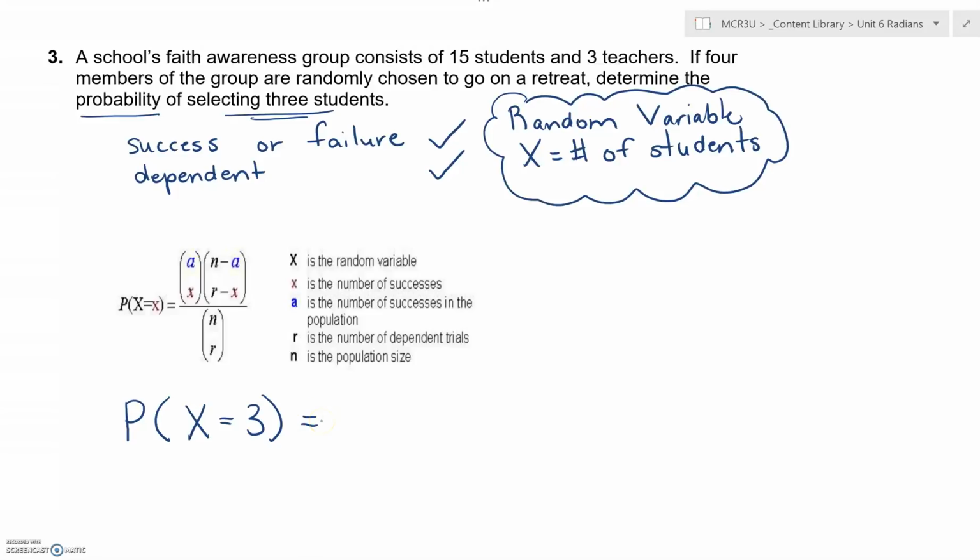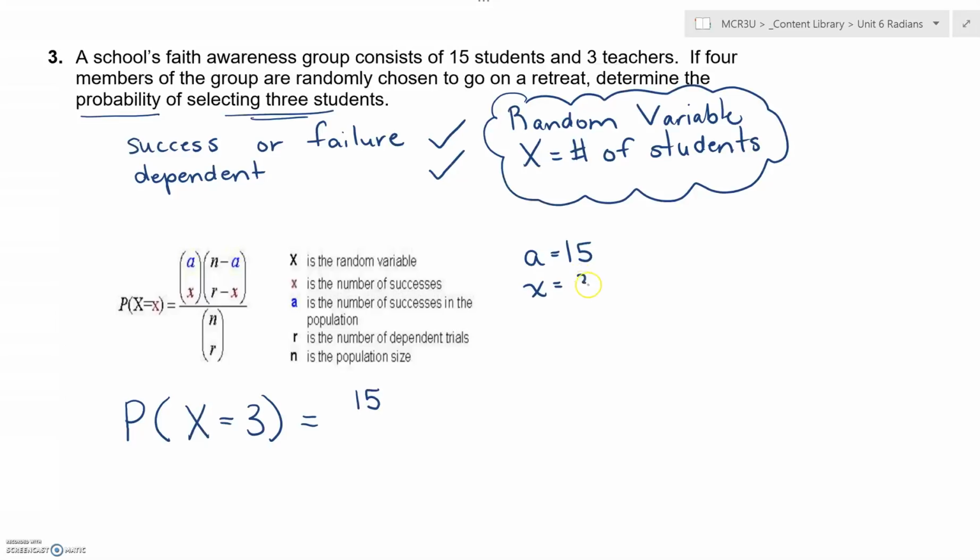So here's how to figure out the rest of it. A is the number of successes in the population. So the number of successes in the population would be how many students you have in total. So you have 15 students in total. So that's your A value. Maybe I'll label my A value right up here. My X value is just the number of successes. So 15 is the number of successes in the population, so all students. But X is the number of successes that we specifically want.